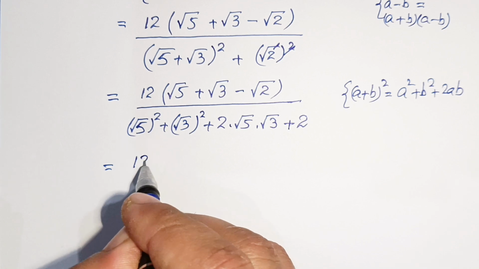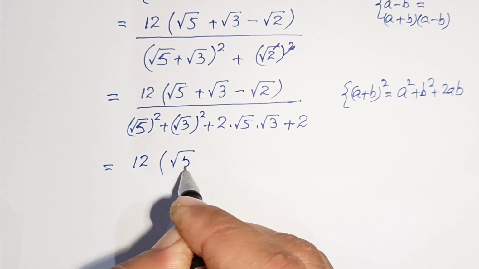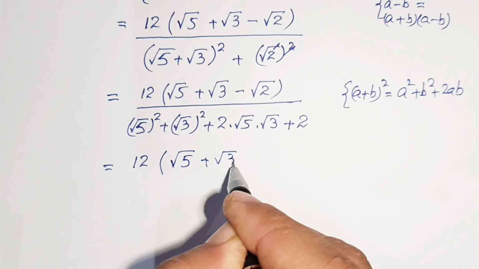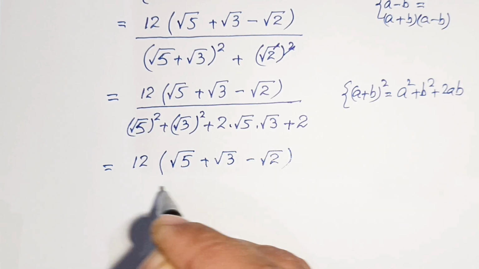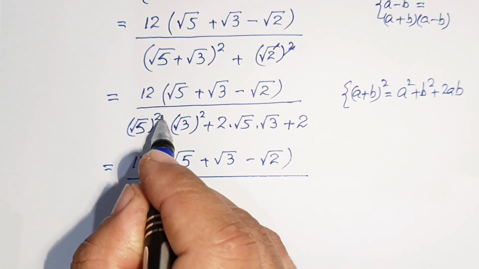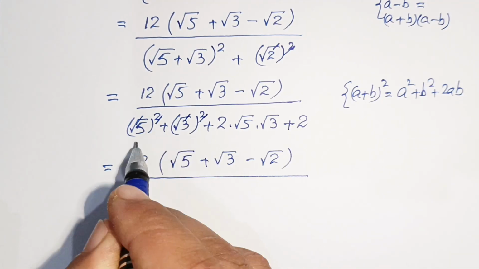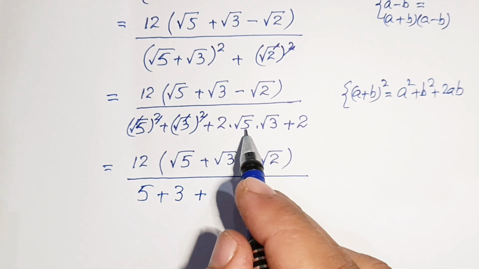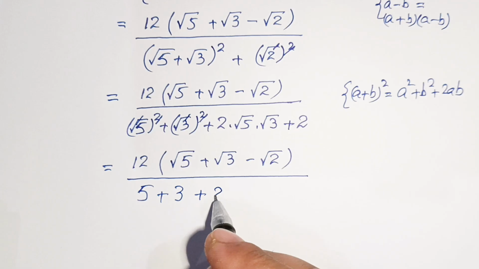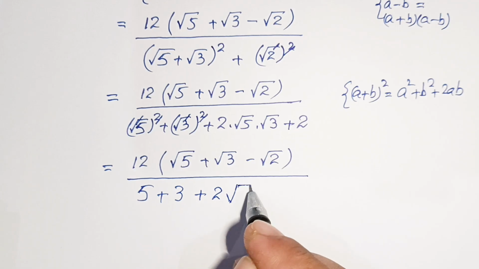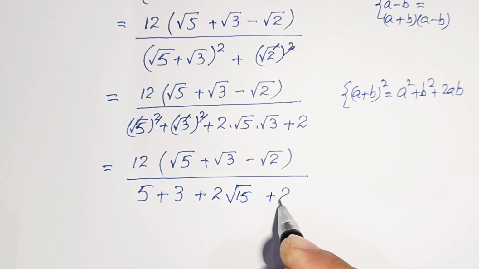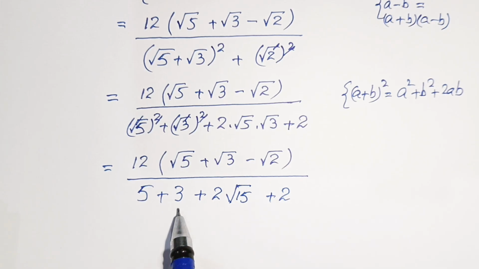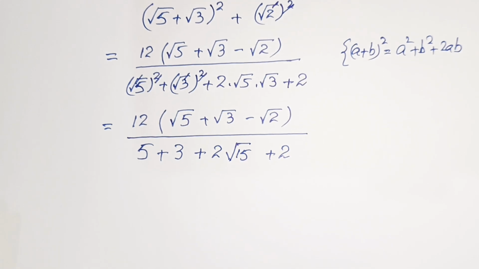that 12 times square root of 5 plus square root of 3 and minus square root of 2, all over. Here we can cancel the square with the square root. So we can get 5 plus 3 and plus here 5 times 3 is 15 square root. So we just write 2 times square root of 15 and minus 2. Now we see that this 5 plus 3 is 8. So 8 and minus 2 here we have.